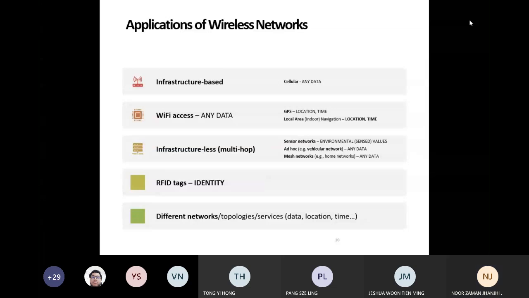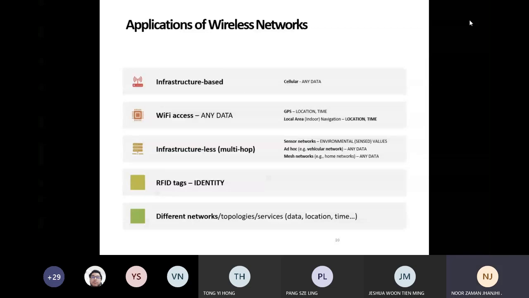Going ahead, applications of the wireless network. The applications of the wireless network may be in the hundreds or maybe more. We cannot enlist them in one slide, but just a few to let you know for better understanding. We have infrastructure-based networks, like in organizations, corporations, and industry, where we have Wi-Fi access for any data. We have infrastructure-less networks, where we count hop and multi-hop, which comes with sensor networks, ad hoc networks, mesh networks, and many different types of networks.